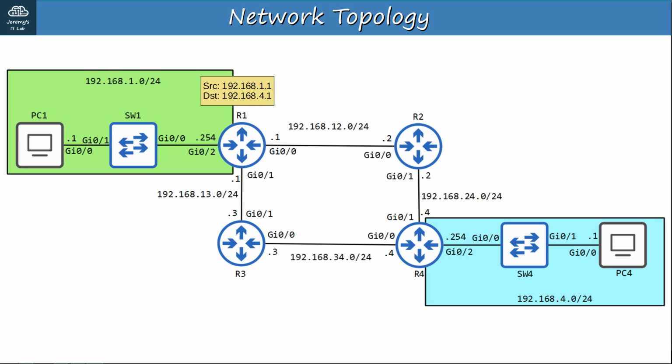Okay, now R1 has a route in its routing table for the destination. The destination of this packet is 192.168.4.1, which is included in the 192.168.4.0/24 network. We don't need a route to the exact destination. Because 192.168.4.1 is included in the 192.168.4.0/24 range, it's fine, it matches. So, R1 forwards the packet to R2. You can probably guess that there will be a problem here though. R2 also doesn't have a route that matches 192.168.4.1.